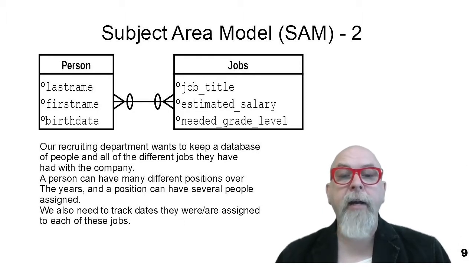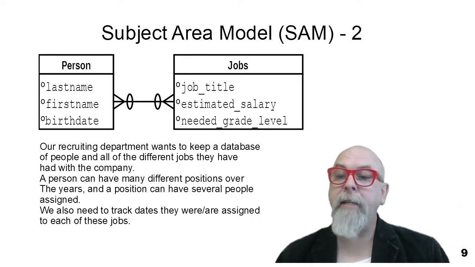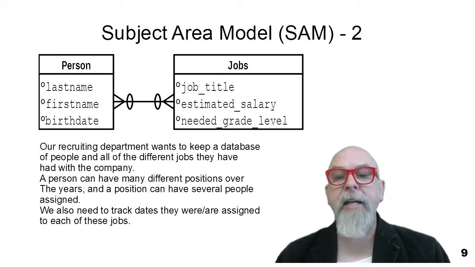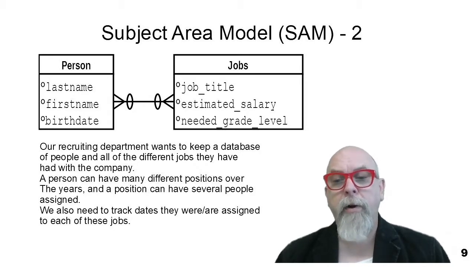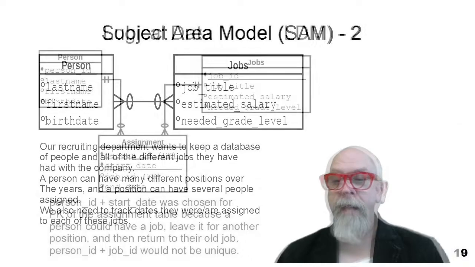That would be interesting. So a person can have 0 or more jobs over the years, and a job can be had by 0 or more persons over the years. We're also going to need to add dates to track when they were assigned to each of these jobs. But at the subject area model, like a little plastic model of an airplane, it doesn't have a real engine in it. But we've made note of it because we know we're going to have to add that soon. And the logical data model is where that starts coming in.